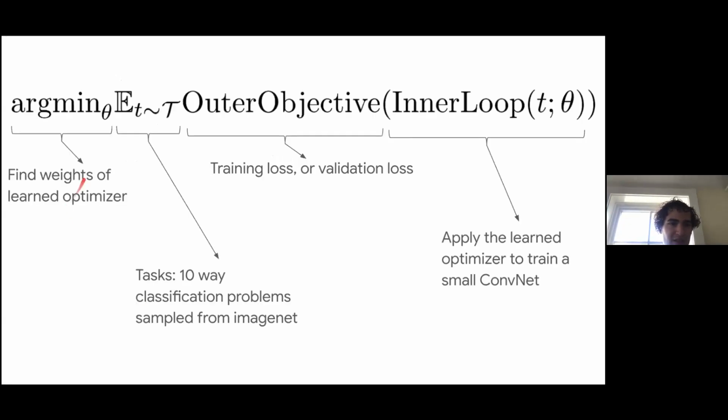To summarize, we're trying to find the weights of our learned optimizer over some distribution of tasks, in this case 10-way classification problems sampled from ImageNet. Our outer objective is training loss or validation loss, and we're doing this over some inner loop, which in this case is applying the learned optimizer to train some small ConvNet.